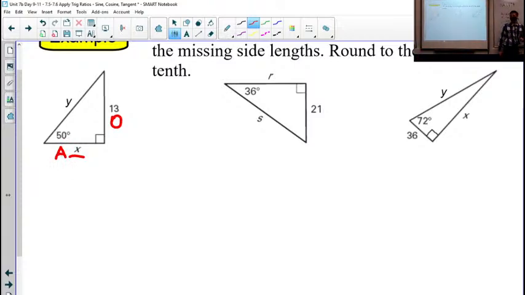It's tangent. So our setup is going to be tangent of my angle, which is 50, equals, remember, opposite goes on top, adjacent goes on the bottom. So opposite is 13 over adjacent is x.